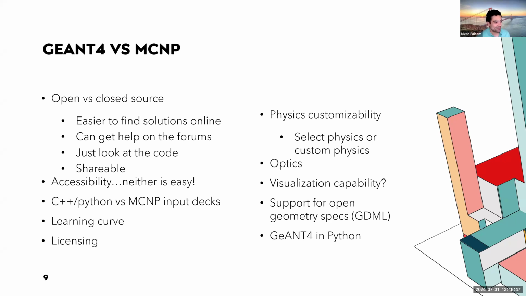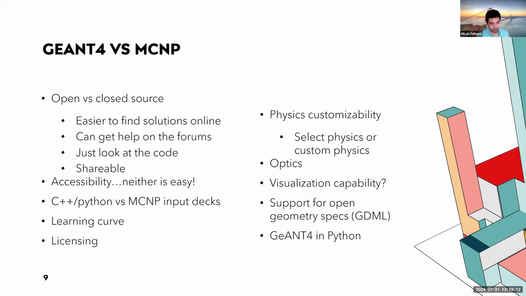The learning curve is kind of a wash. I feel like it's hard on both sides. Licensing is obviously a bit easier on the Geant4 side. Physics customizability is also another really big thing with Geant4. I can select or customize, specify whatever physics I want. I can make new physics. If I got a new material and the current physics in Geant4 doesn't have processes for modeling that, that's fine.